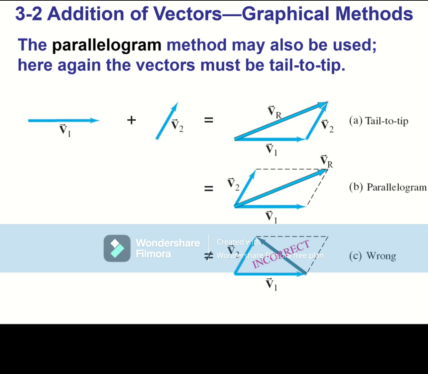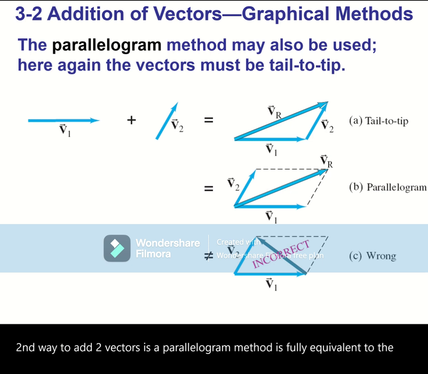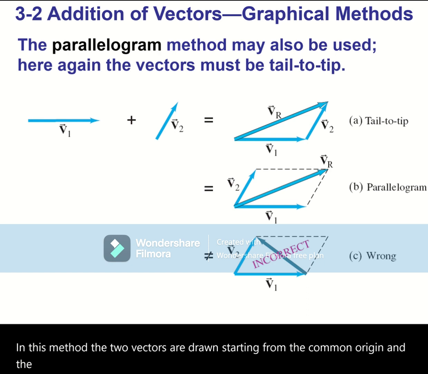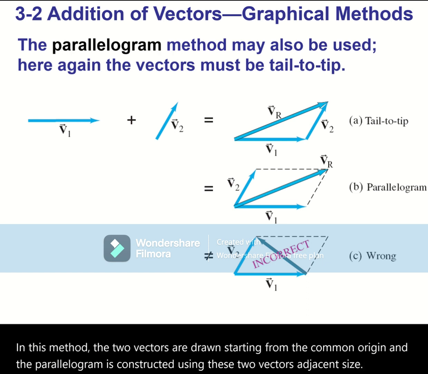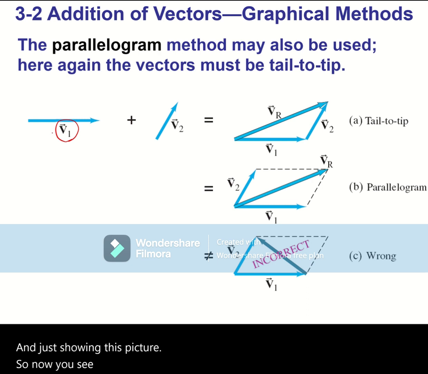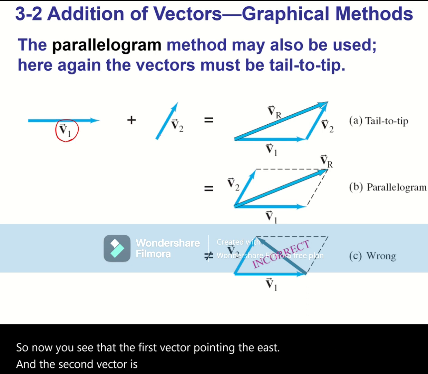The second way to add 2 vectors is the parallelogram method. It is fully equivalent to the tail to tip method. In this method, the 2 vectors are drawn starting from the common origin, and the parallelogram is constructed using these 2 vectors as adjacent sides, as shown in this picture. So now you see that the first vector is pointing east, and the second vector is pointing northeast.